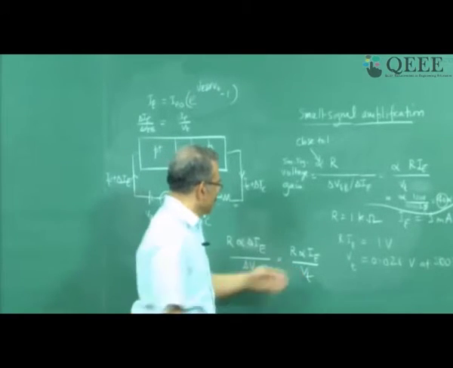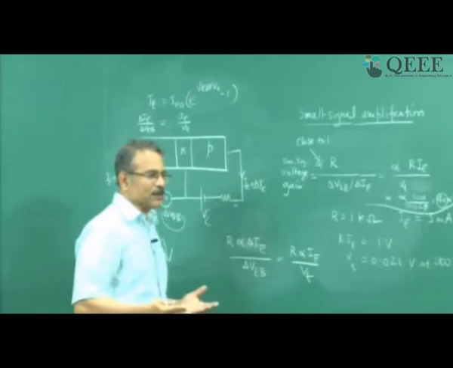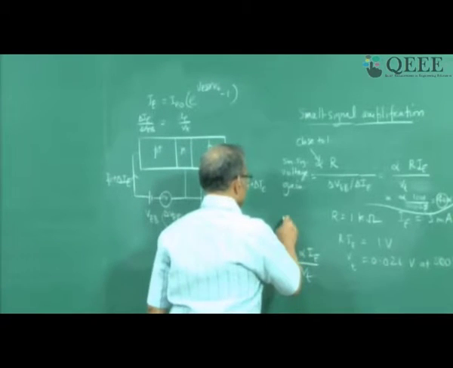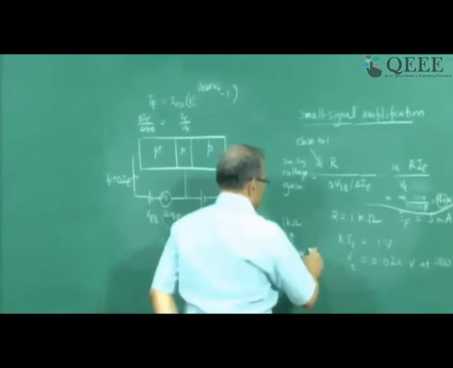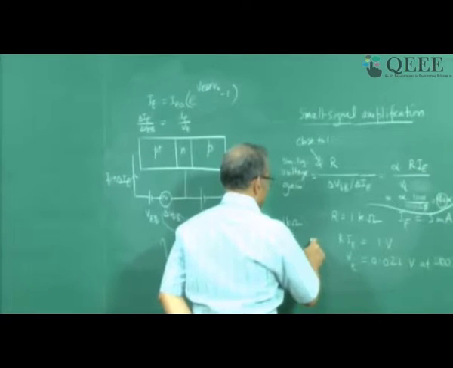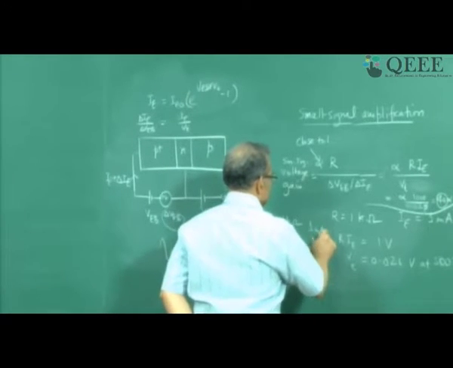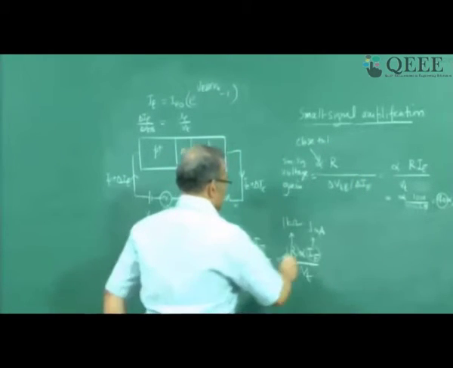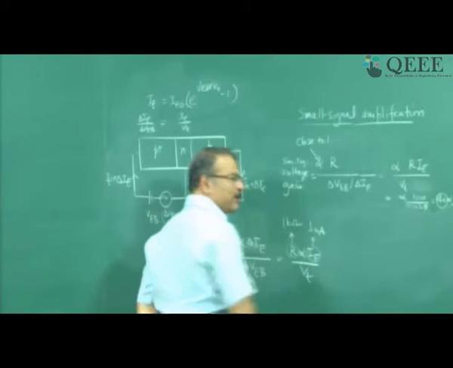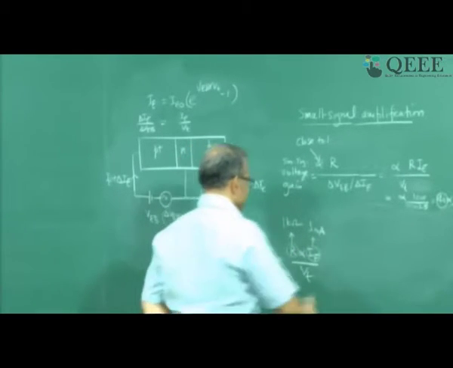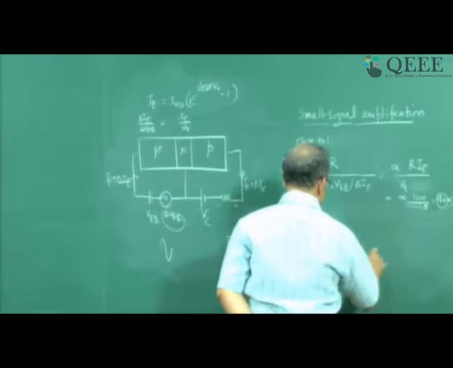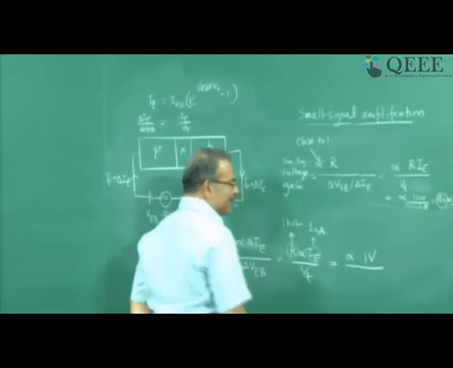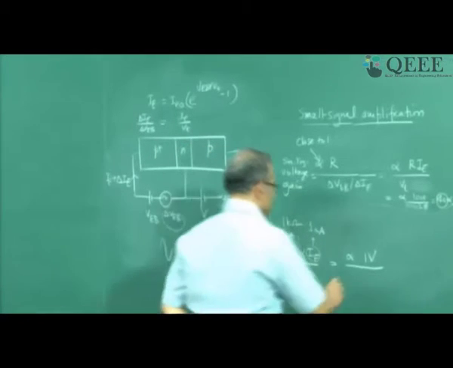Now suppose we take some typical values which we use in practice. Supposing I choose a resistance of 1 kilo ohm. Then emitter current, I take 1 milliampere. So how much is 1 kilo ohm into 1 milliampere? It is 1 volt. So the numerator is alpha into 1 volt. Now what is the denominator? VT. VT at 300K is 0.026 volts. Clear?